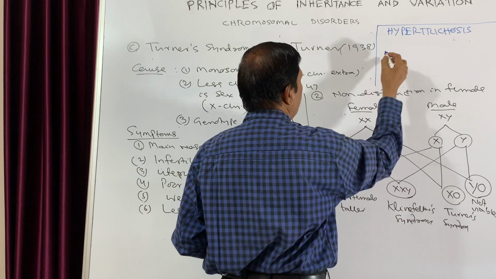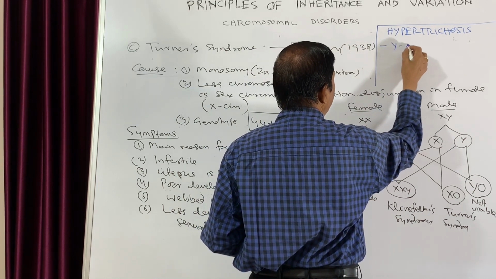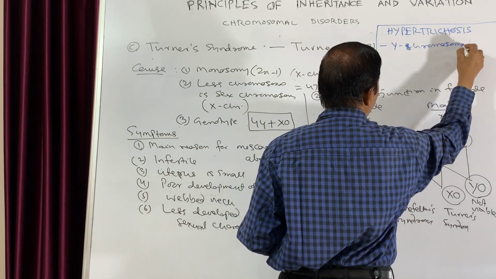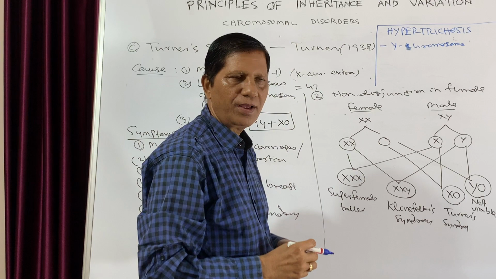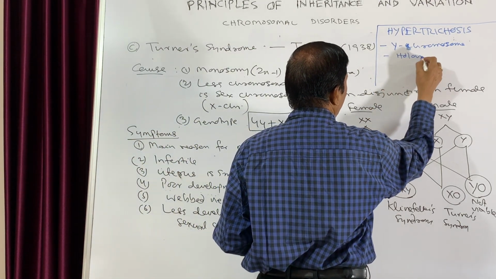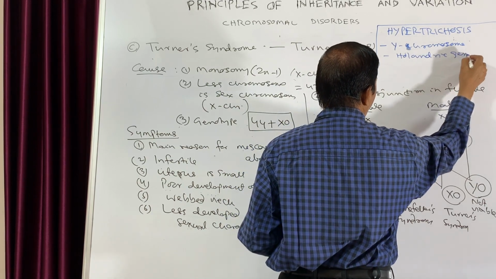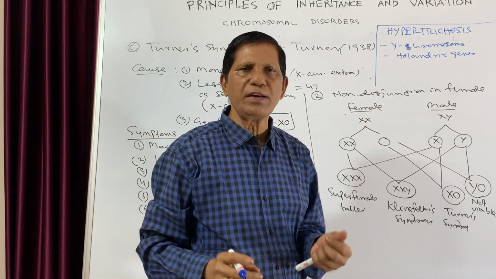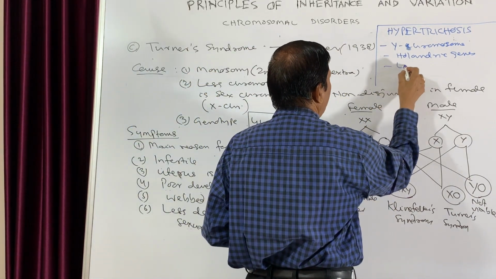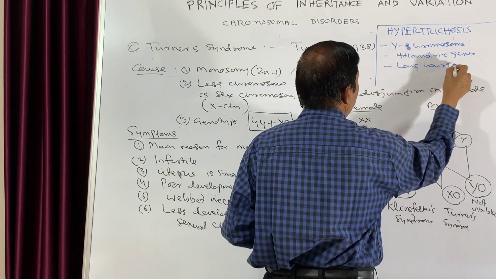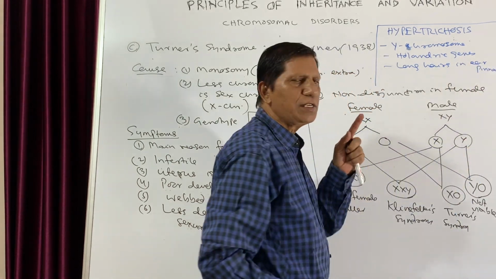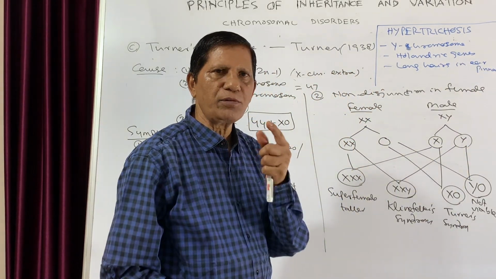So this is Y chromosome linked. That means the gene is present in the Y chromosome, or you can tell that it is due to Holandric genes. So what is the symptom of this disease? Usually you will find long hairs in the ear pinna. So since it is present in Y chromosome, this is mostly found in case of males.